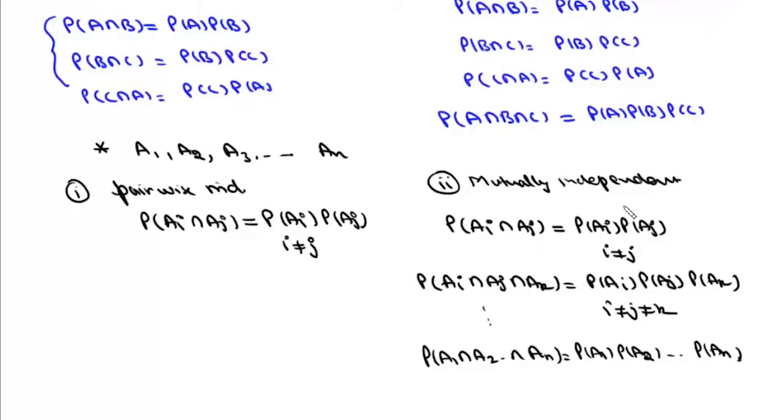And again in this, if nothing is clearly specified, then if it says these n events, they are independent, then loosely speaking, we'll treat them as mutually independent.